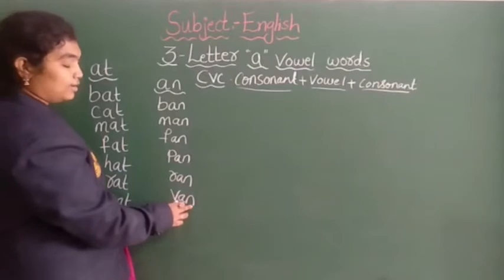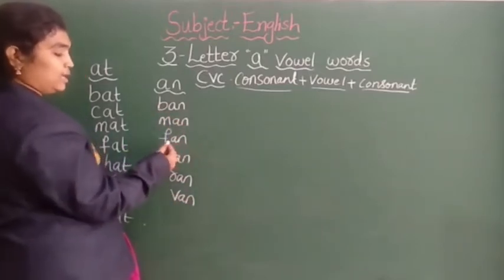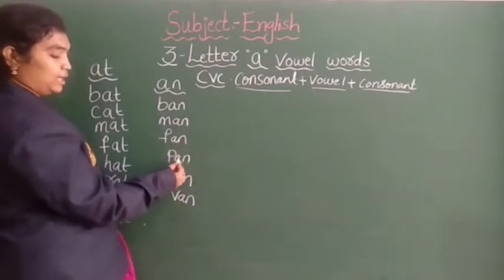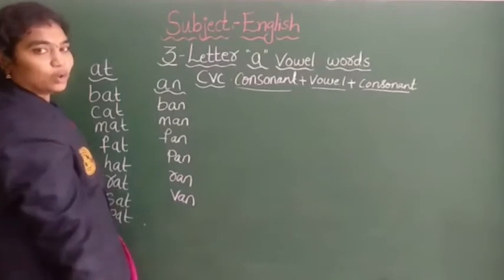Let us repeat. B, A, N, ban. M, A, N, man. F, A, N, fan. P, A, N, pan. R, A, N, ran. V, A, N, van. Okay, children?